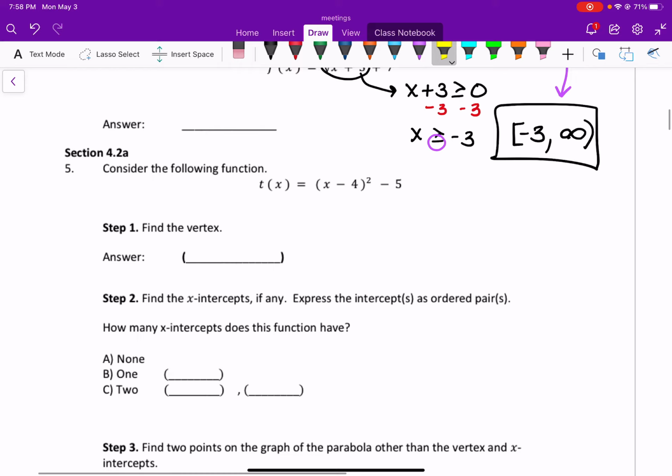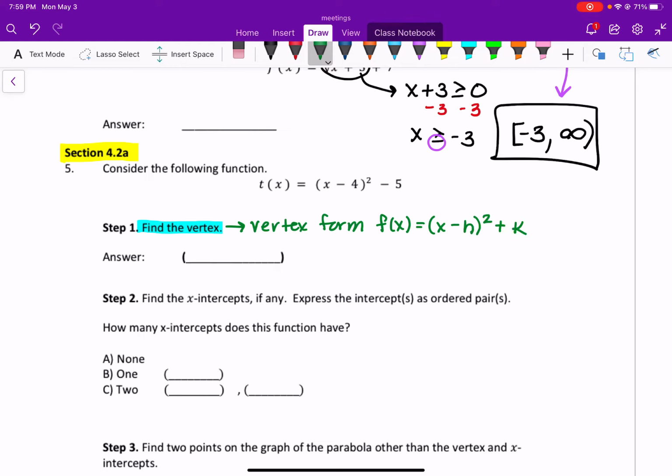All right, so the next question we have is from section 4.2a. So we're going to find the vertex. So first find the vertex. This particular problem is in what we call vertex form. Vertex form is when we have f of x equal to (x minus h) squared plus k.